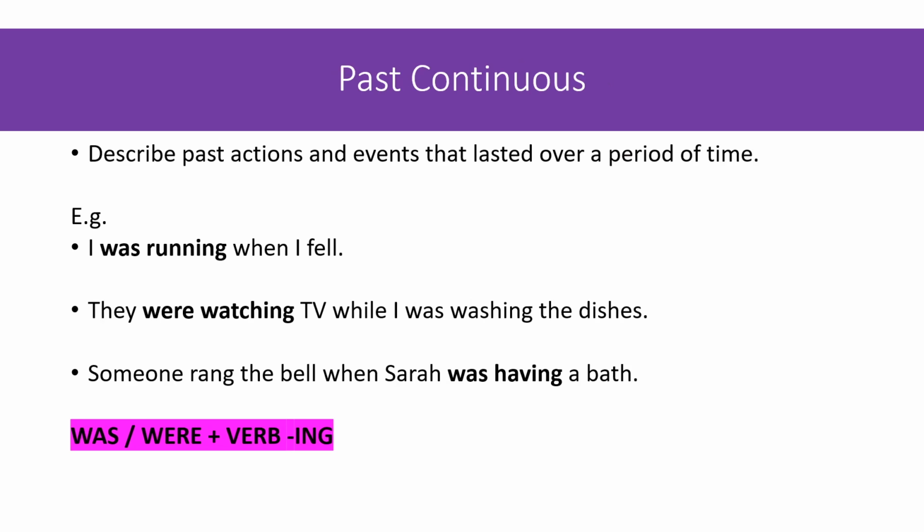The past continuous tense. It describes past actions and events that lasted over a period of time. So, I was running when I fell. They were watching TV while I was washing the dishes. Someone rang the bell when Sarah was having her bath. So was or were plus your verb and ing.